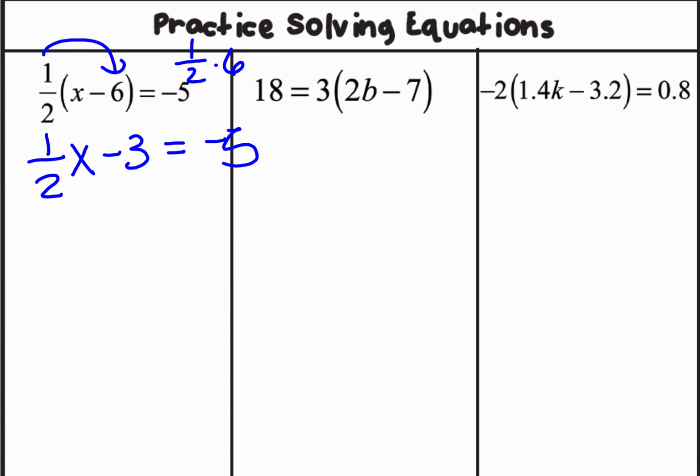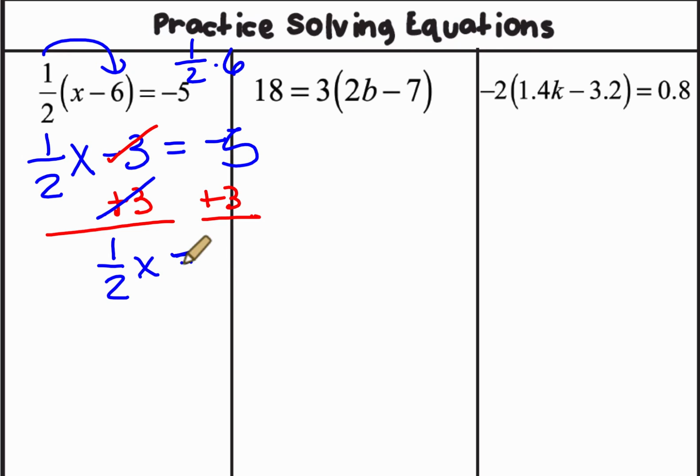So now I'm going to do my first inverse operation. I'm going to add 3. So negative 3 plus 3 gives us 0, which leaves the left side with 1/2 times x. And on the right side, we have 5 negatives and 3 positives, which means when I'm adding, I have more negatives, and I have exactly 2 more negatives, which gives me 1/2 times x equals negative 2. So now I'm ready for my second inverse operation, which is to divide by 1/2.